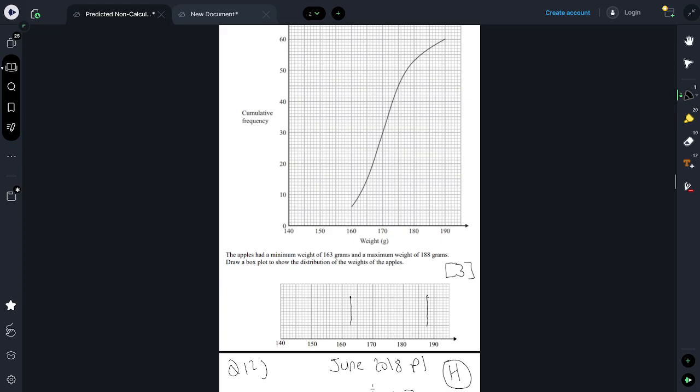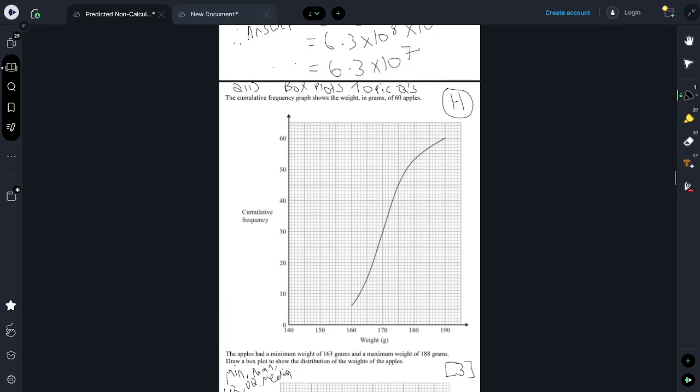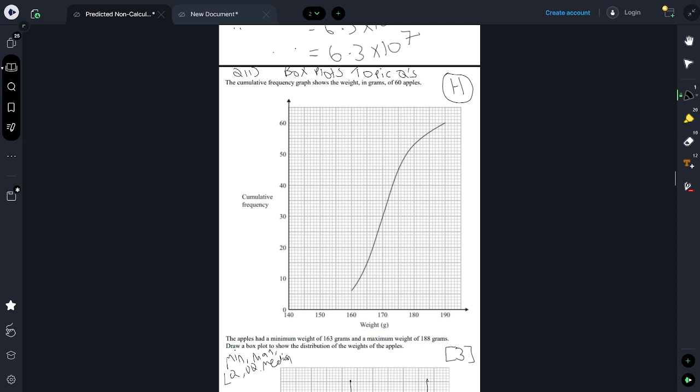But you should know that for the major features of the box plot, you need a min, a max, but you're also going to need a lower quartile, an upper quartile, and a median. They've given us the min and the maximum, but they're not giving us the quartiles or the median. But what they have given us is a cumulative frequency graph. And you should practice some questions, and you should know how to use a cumulative frequency graph to work out medians and lower and upper quartiles.